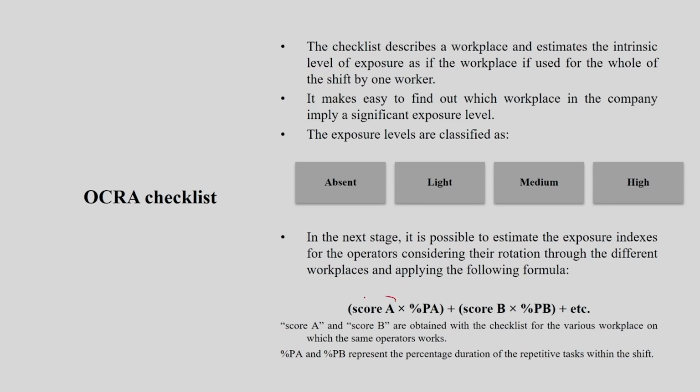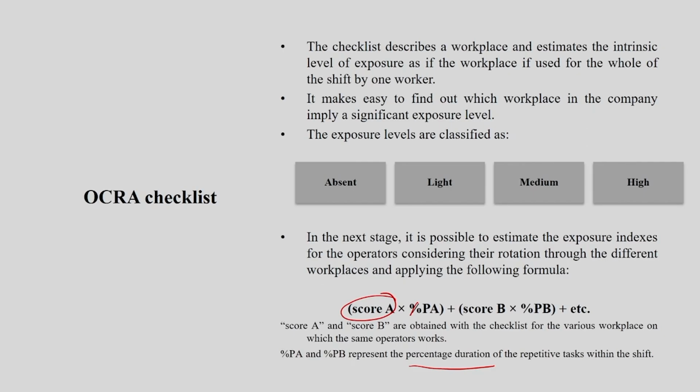What is it? Score A multiplied by percentage of PA, plus score B multiplied by percentage of PB, and continue. Score A and score B are obtained with the checklist for the various workplaces on which the same operators work, and percentage of PA and PB represent the percentage duration. As I mentioned, in OCRA the duration of exposure is always very important, so it is the percentage of duration of the repetitive task in that particular shift.